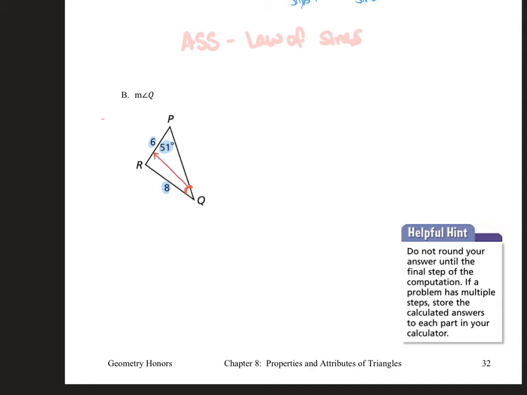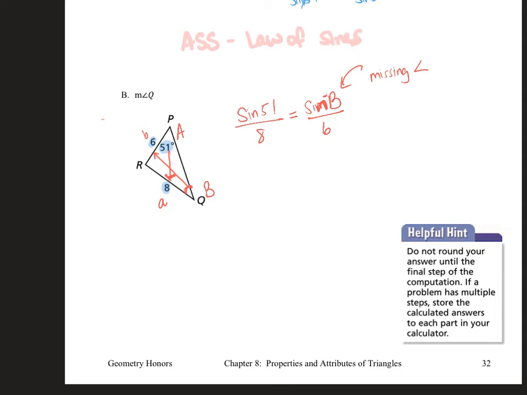If you look, 6 is across from Q, and angle P has a side of 8 across from it. So again, I can call this angle A, and that would be side A. I'll call this angle B, and that's side B. And so I'm doing sine of the angle over its opposite side, 8, is equal to sine of angle B, all over 6. Now we're missing an angle, so just like the other ones that we've been doing, when we're missing an angle, we're going to need inverse sine. Sine -1, basically.